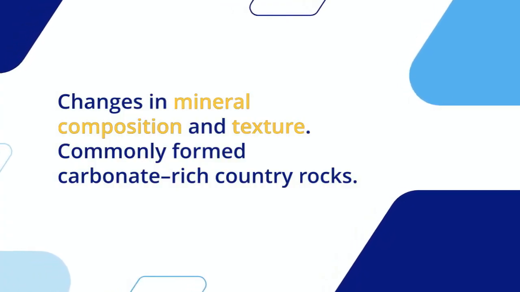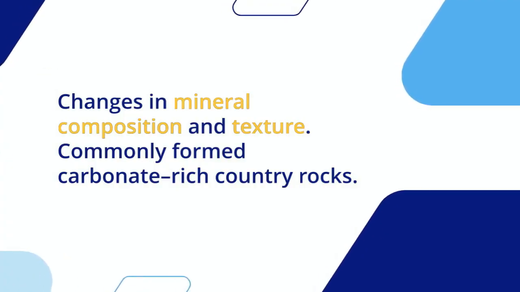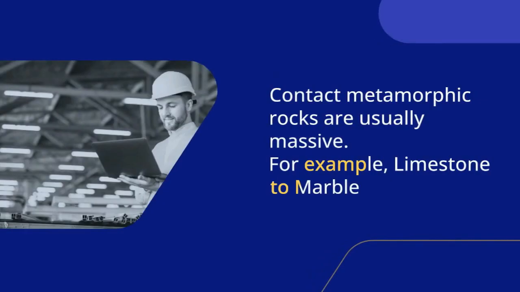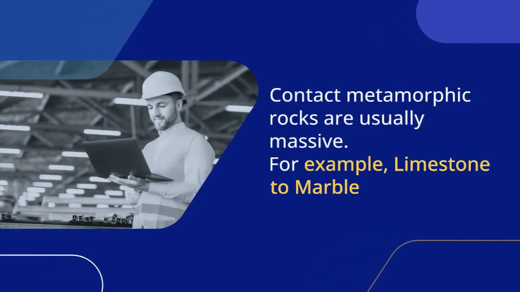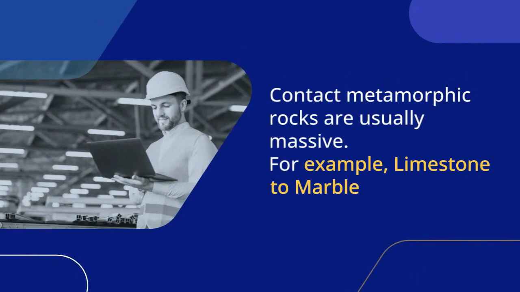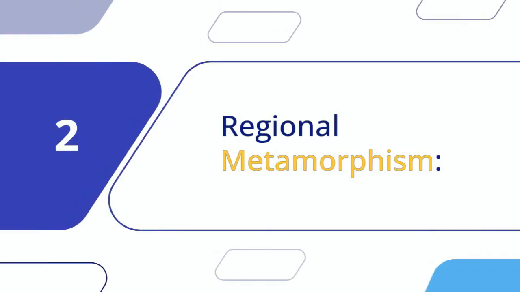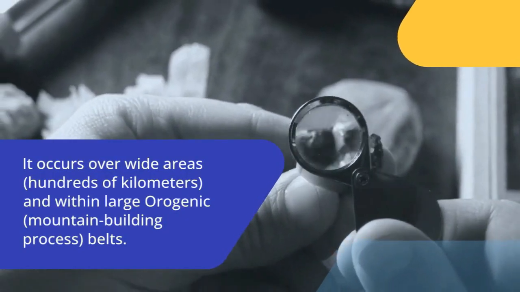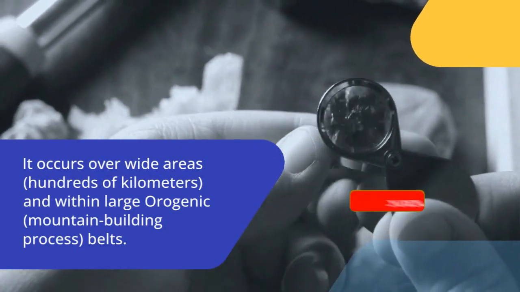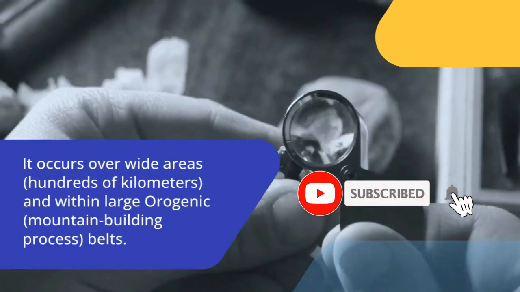Changes in mineral composition and texture. Commonly formed in carbonate-rich country rocks. Contact metamorphic rocks are usually massive. For example, limestone to marble. 2. Regional metamorphism. It occurs over wide areas, hundreds of kilometers, and within large orogenic, mountain building belts. Temperature and directed pressure are dominating factors.